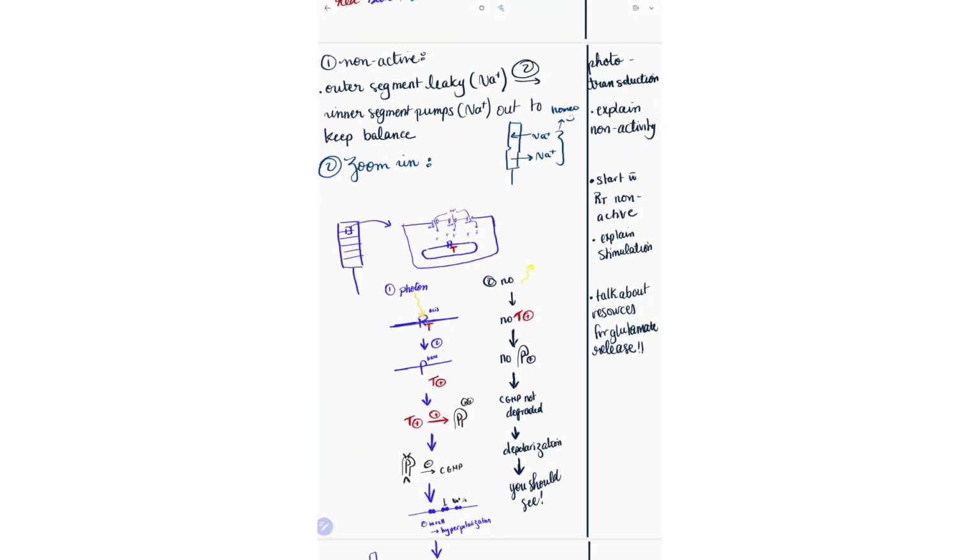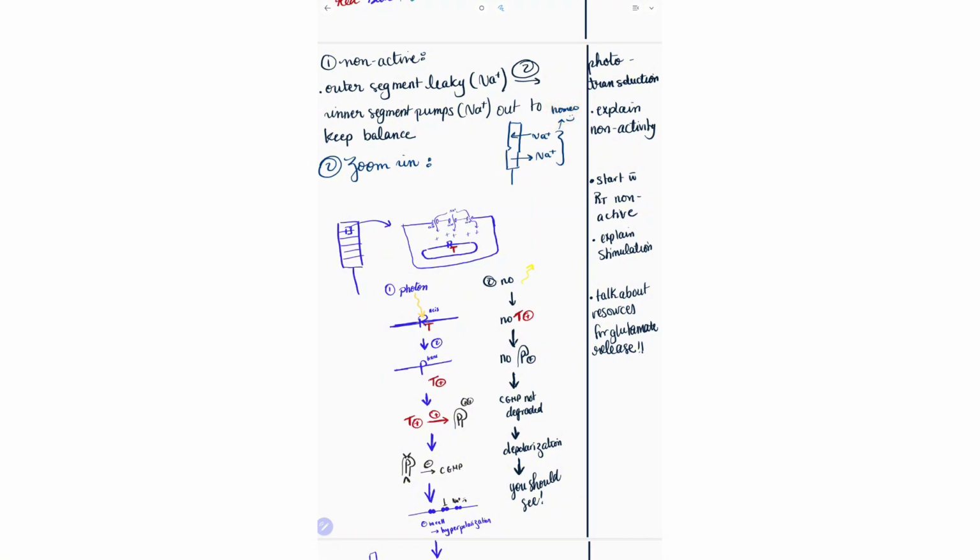So as I explained before, when the rod is not activated by photons, to maintain homeostasis, what happens is that there's no guard here, so Na+ is leaky and it goes into the outer segment. And in the inner segment, there's mitochondria that pumps out, or kicks out, this Na+, okay? This is just non-active, normal, maintaining homeostasis, okay?